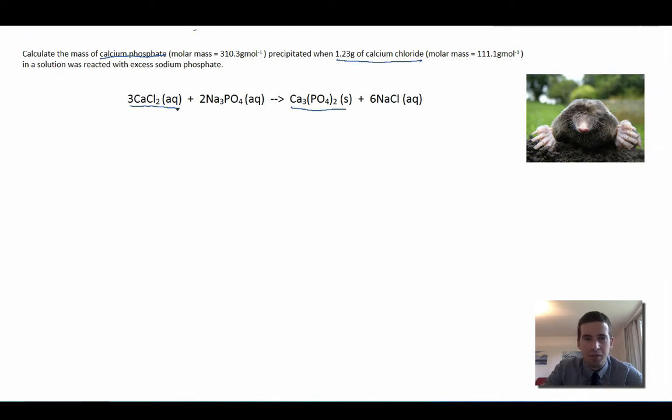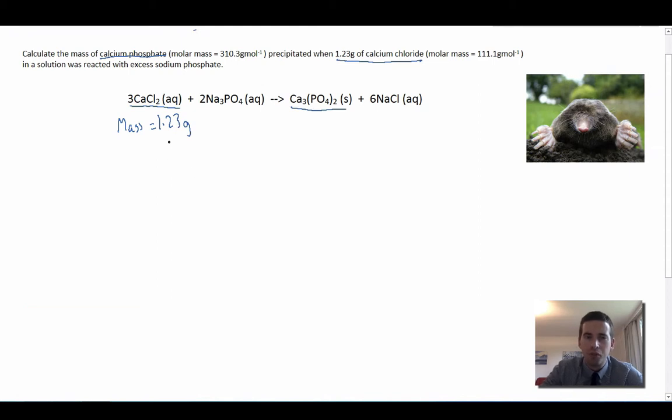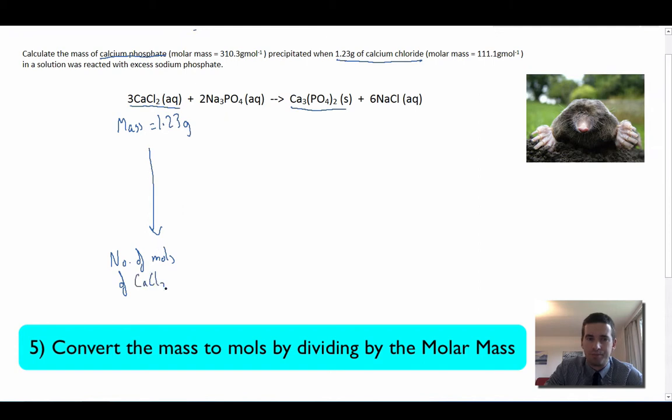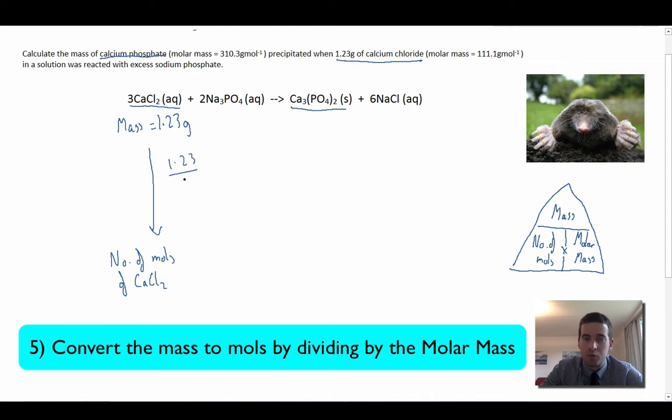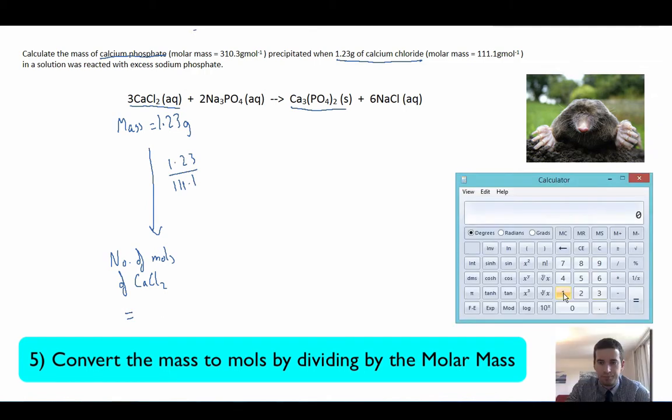Now we are given information about calcium chloride, and we are given the mass. So we need to convert this to number of moles of calcium chloride. Let's quickly just write down our triangle. So we divide the mass of calcium chloride by the molar mass. The molar mass, in this case, is given in the question, but you might have had to work it out. It's 1.1. Now, if you just put this into your calculator, you are given this answer here.